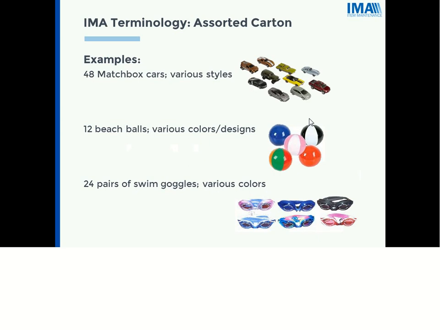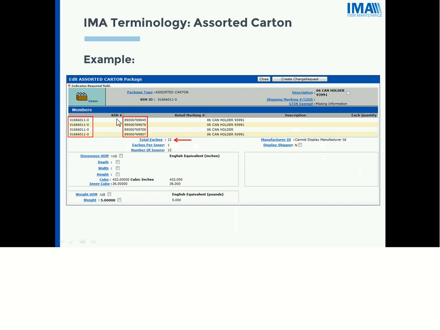With toys, an example would be Matchbox cars, beach balls, or let's say Ninja Turtle figurines. With an assorted carton, you can see that there is a single KSN and multiple UPCs for that single KSN, but each quantity is blank. We do see a total eaches, so we know we're going to get a total of 12 Ninja Turtle figurines. We don't know how many of each turtle we're going to get, how many Splinters, how many Shredders. We just know we're going to get a total of 12.